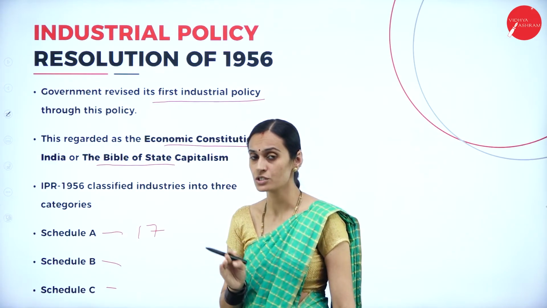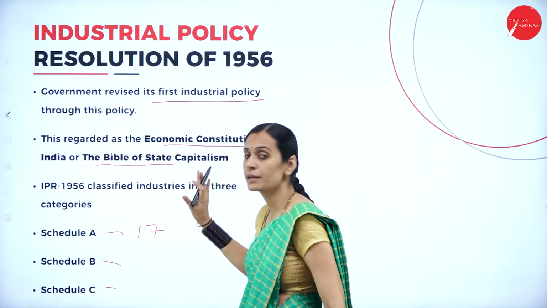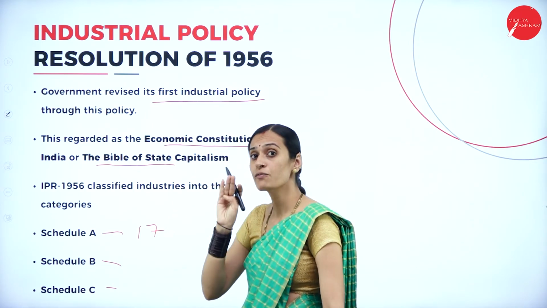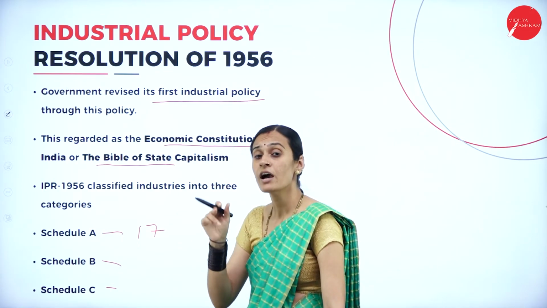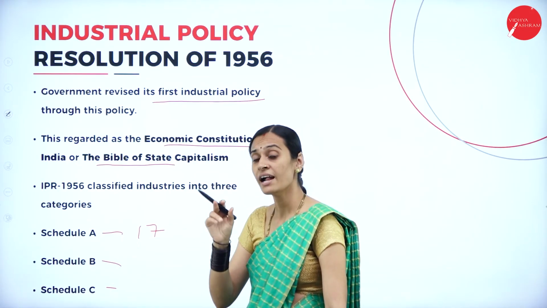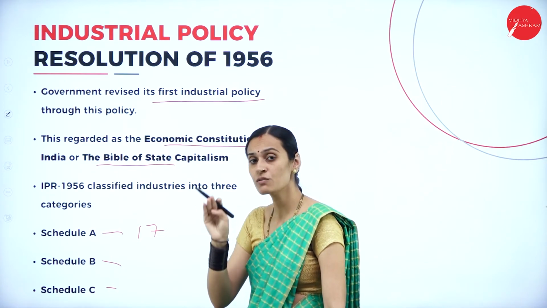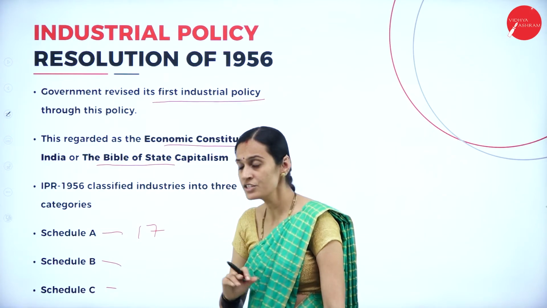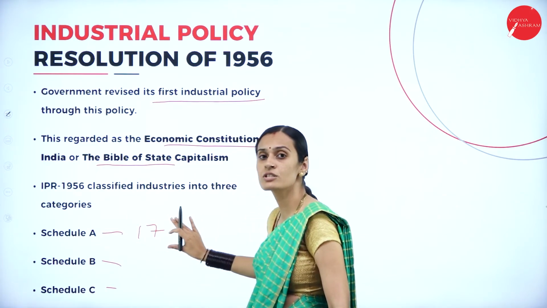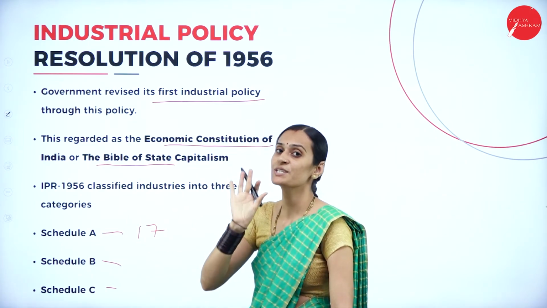Except 4 industries, according to the IPR 1956, arms and ammunition, railway, atomic energy, and air transport. These are the 4 industries for which the central government takes responsibility, and all other 17 industries are carried by the state government.